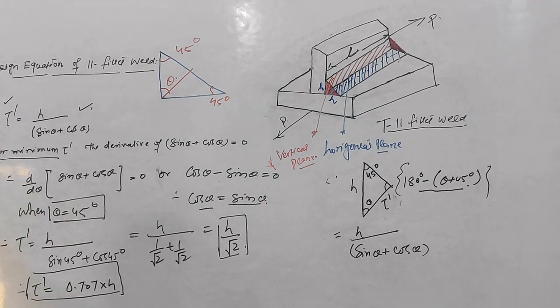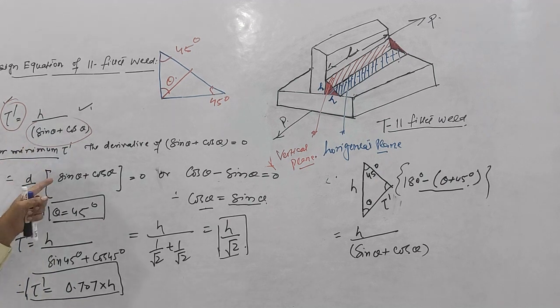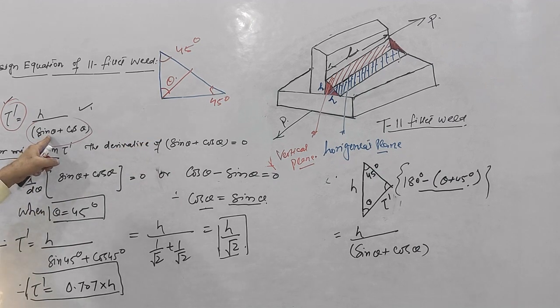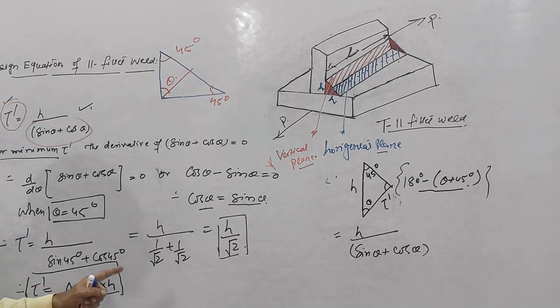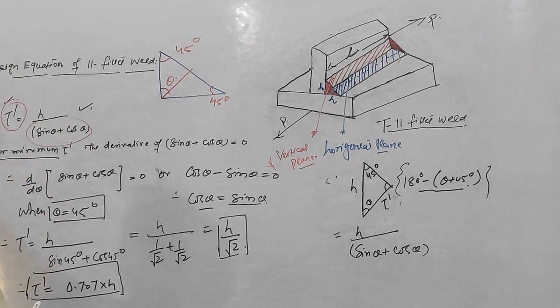Here I have used the law of maxima and minima. And what is it in maxima minima? For the minimum thickness, the derivative of this should be equal to 0. So for minimum T dash, the derivative of sin theta plus cos theta should be equal to 0. I have taken the derivative and calculated the value of angle theta, at which angle this plane was inclined. So I have calculated theta, that is 45 degree, and then I have substituted here, and you will get the value of minimum thickness T dash, right?